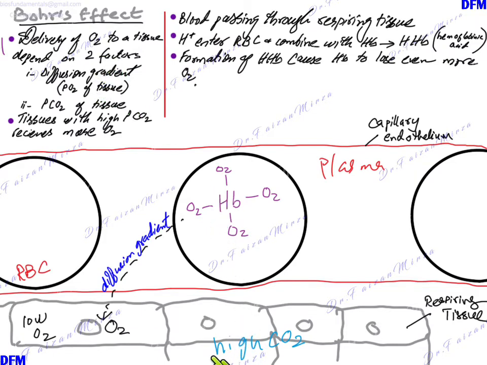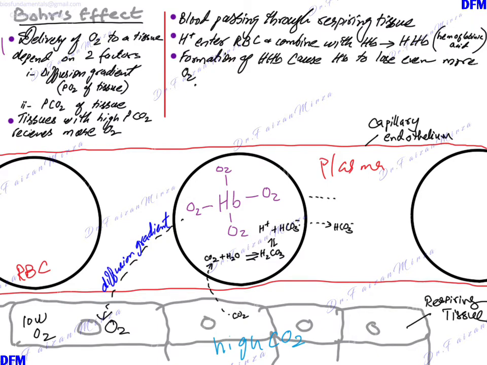But the second point here, this tissue has a high CO2 because the tissue was respiring at a very fast rate, so it had accumulated a high carbon dioxide concentration. This high carbon dioxide will start to move into the red blood cell, again down the diffusion gradient. The carbon dioxide that moves into the red blood cell combines with water, resulting in the formation of H2CO3. H2CO3 then dissociates to form H plus and HCO3 minus ion.